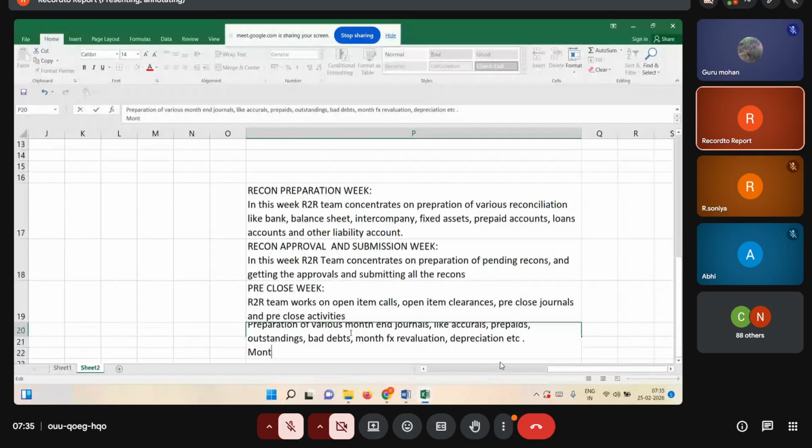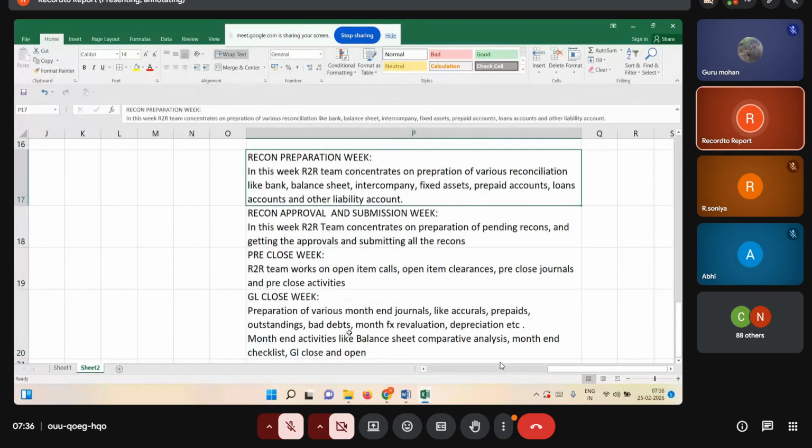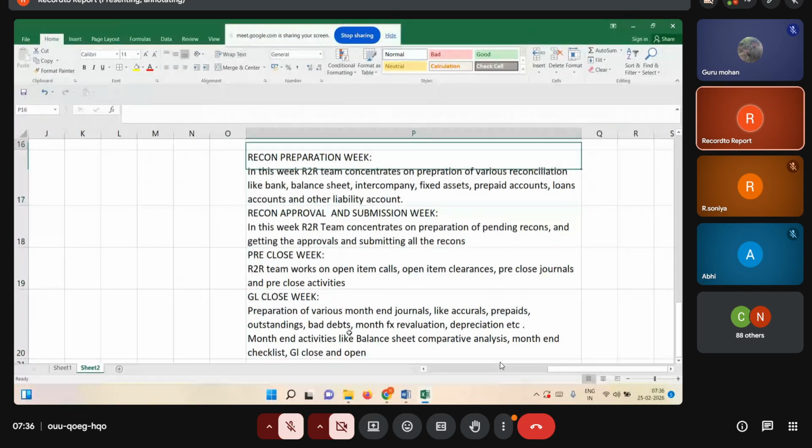And month-end activities like balance sheet comparative analysis, pre-close month-end checklist, GL close and open. So these are the various sets of activities which are performed in the month, guys.